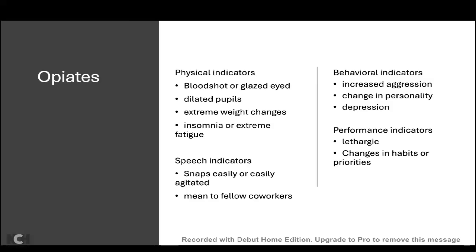Some speech indicators can be that they snap really easily or get easily agitated or annoyed. They're mean to fellow coworkers. Some behavioral indicators can be increased aggression, change in a personality, or extreme depression. Some performance indicators can be lethargic, changes in habits or priorities.